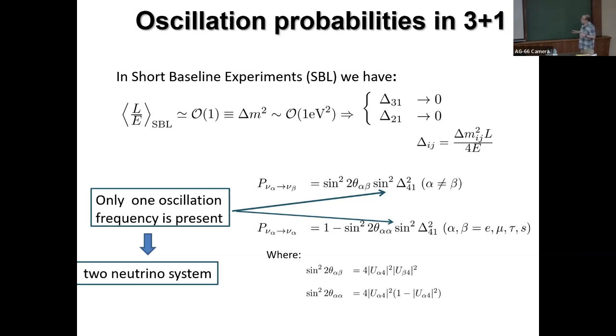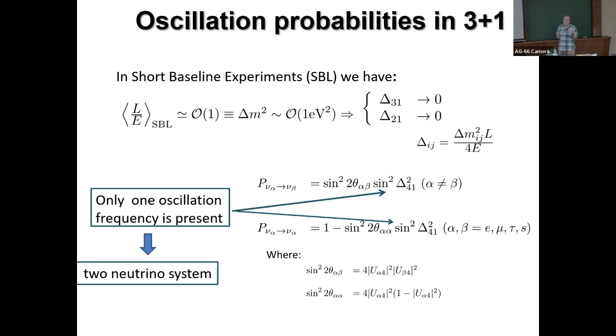This is compatible with L over E. This is a hint or evidence of sterile neutrino, but L over E of order 1. What that means is that you have an experiment that, at L over E of order 1, gets some signal from neutrino oscillation. What does it mean? It means that the delta m squared is of the order of 1 electron volt squared, which is very different from the solar scale and the atmospheric scale.